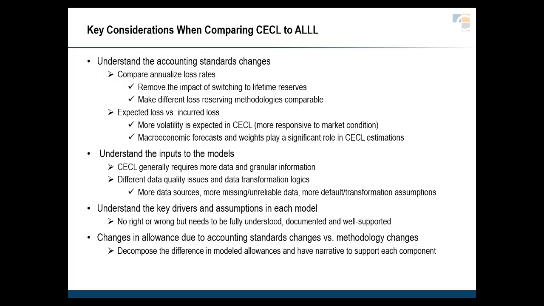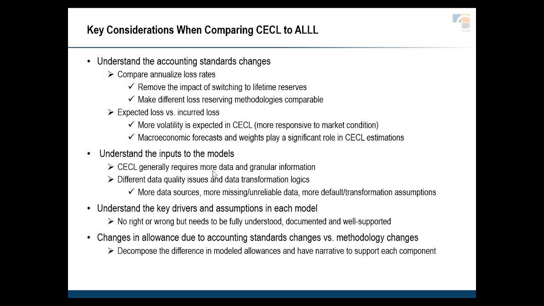CECL also requires measurement of expected credit loss based on reasonable and supportable forecasts. It is very common to have multiple macro scenarios in CECL loss estimation, so that by design, CECL would be less procyclical than ALLL. However, we did observe higher volatility in CECL results since it is more of a point-in-time measure. Because of that, we should not only look at the weighted average results, but also look at the results in each individual scenario and the market condition to understand how CECL reserve reacts to different scenarios when comparing to ALLL.